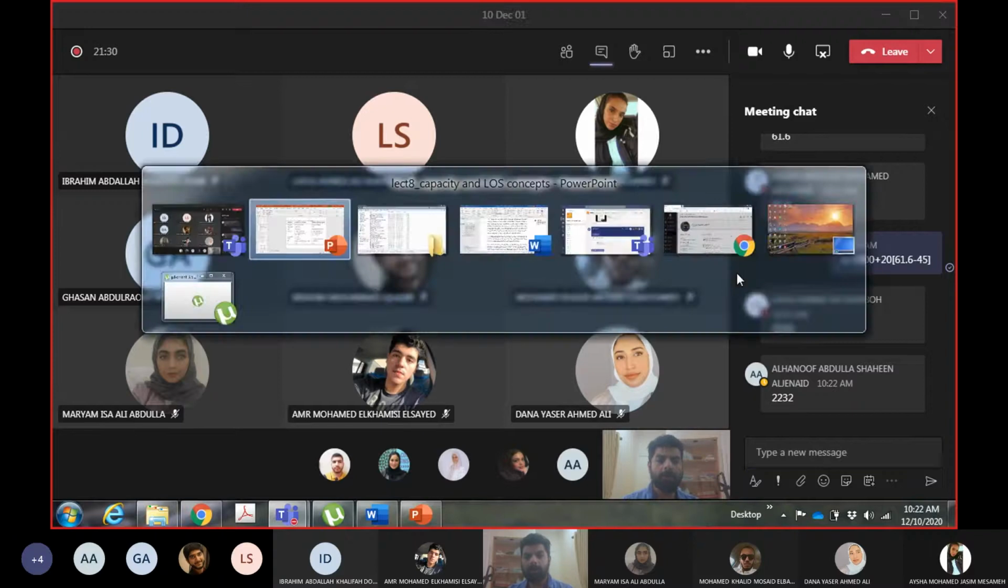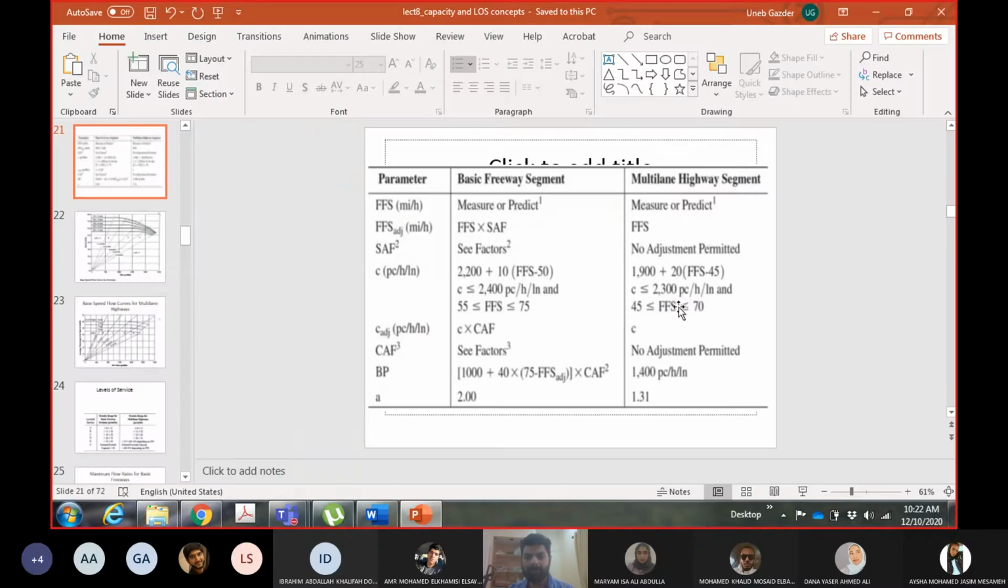For multi-lane highways, BP is fixed, which is 1400. Again, for multi-lane highways, we don't need any adjustment factors. No adjustment permitted. Even if they mention it, we will not do it. So BP is 1400. We don't have to use any equation for that. Now we have to see if my VP is more than BP or not. Check if the flow rate is more than BP or not.